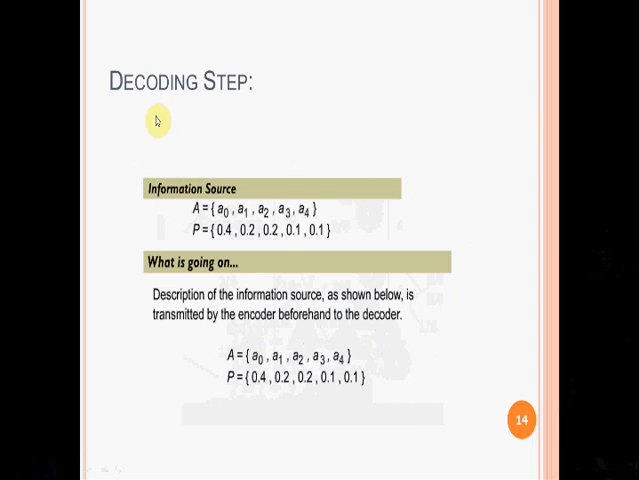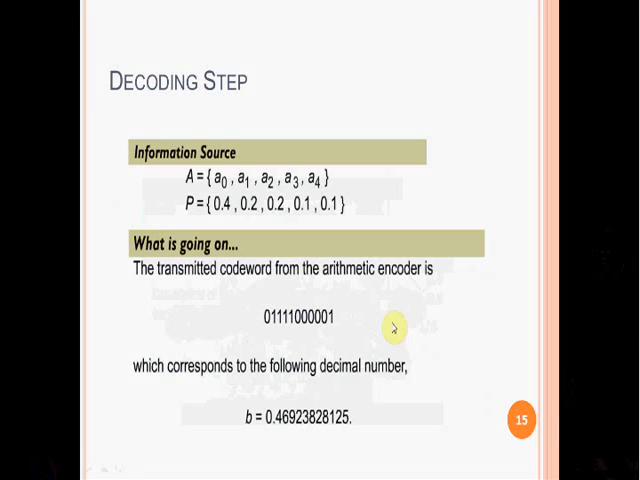Now we'll show you the decoding step. So here we are considering another example wherein we have the alphabets A0 to A4 with probabilities as mentioned here, and the description of the information source as shown below is transmitted beforehand to the decoder. So the transmitted code word from the arithmetic encoder is 01111000001, which corresponds to the following decimal number, which is B equal to 0.4692, and so on.